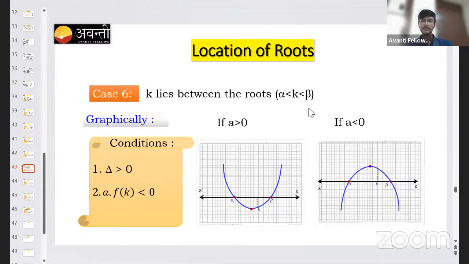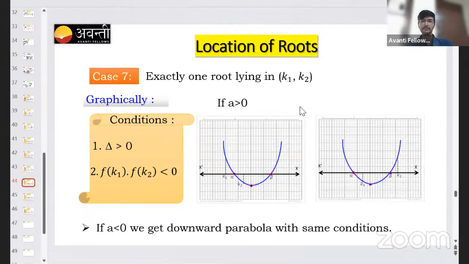Next, k lies between. दोनों रूट के बीच में है k. सेवेंथ. ये इंटरवल के बीच में एक रूट है, तो या तो अल्फा हो सकता है या तो बीटा. ऐसे दो केस बनेंगे. प्लीज लुक एट द ग्राफ्स फर्स्ट. इमेजिन कि ग्राफ कैसे दिखेंगे एंड देन गेट टू द कंडीशंस. दिस इज एन इंपॉर्टेंट केस. यू कैन मार्क इट एज इंपॉर्टेंट क्योंकि इसमें एक अलग कंडीशन यूज किया, ये वाली.